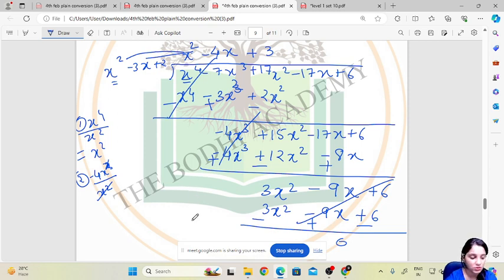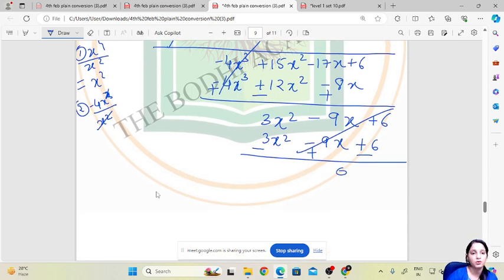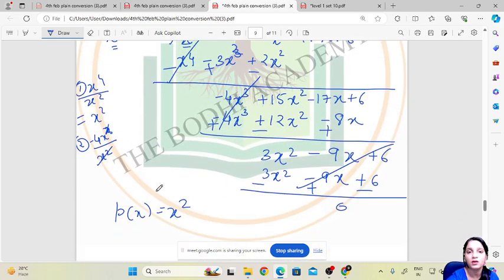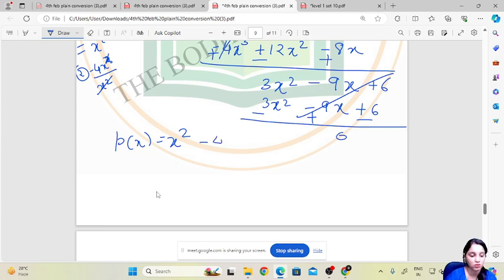Okay, so then you need to write it in your p of x is x square, the answer which you got here. Okay, the quotient x square minus 4x plus 3, and then you need to solve it by prime factor, by splitting the middle term.